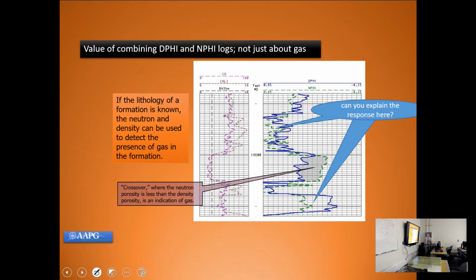Now what about these? Can you explain these? These are not crossed over, these are the other way. So if we're going to reserve the word crossover for gas, maybe we've got to come up with another word for when it goes the other way that doesn't match. Maybe separation. It's just a word. So these are separated, and these are crossed over. So how can you explain that?